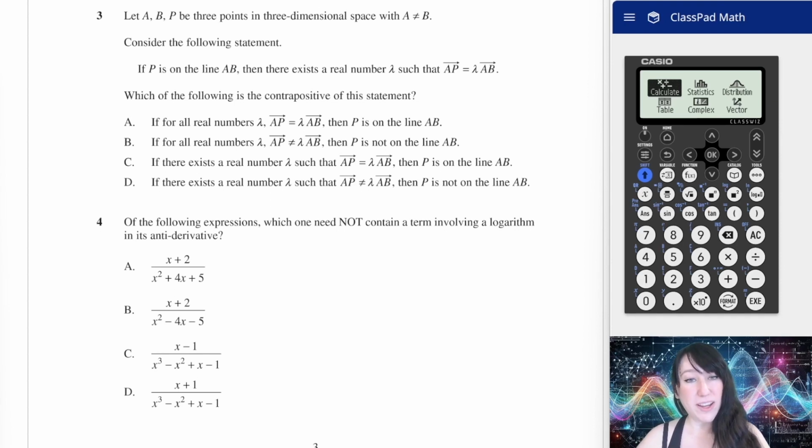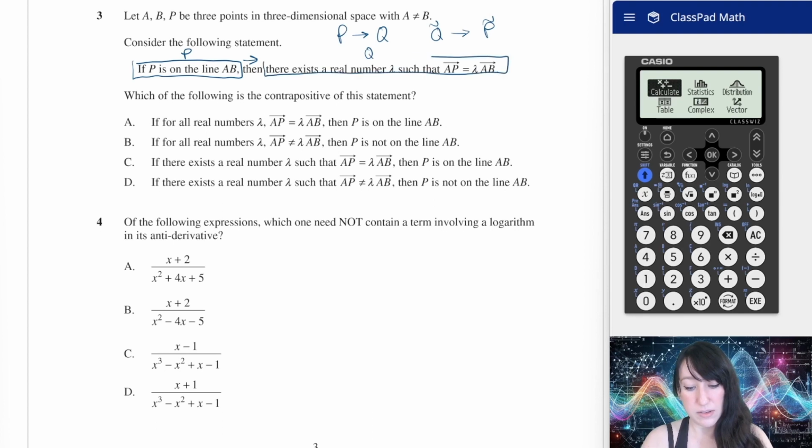Okay, so for a conditional statement such as if P, then Q, the contrapositive is if not Q, then not P. And we know that a conditional statement is true if and only if its contrapositive is true. So let's identify the P and the Q in this conditional statement. We have if P is on the line AB, then Q will be there exists a real number lambda such that... Now we have to take their inverses and flip it.